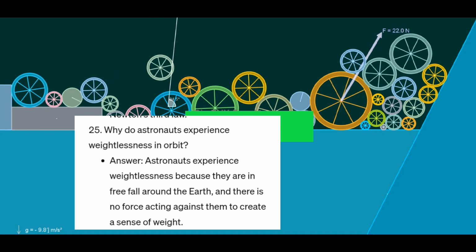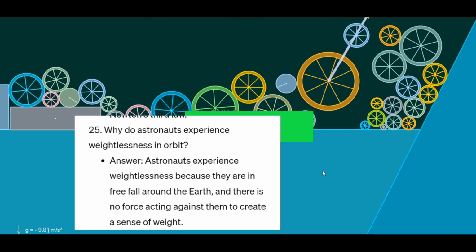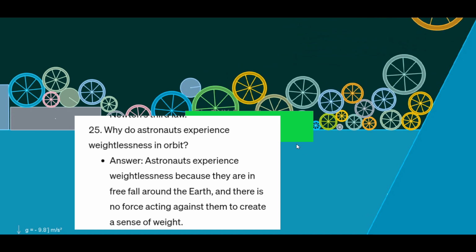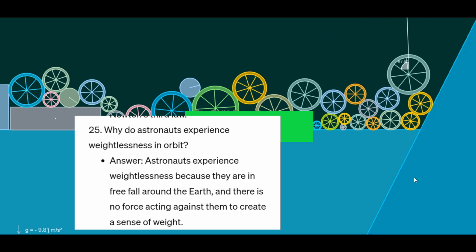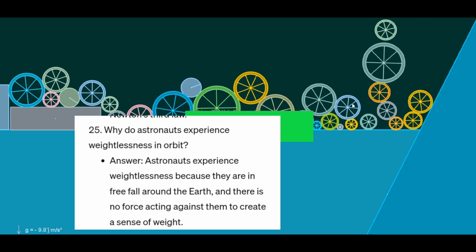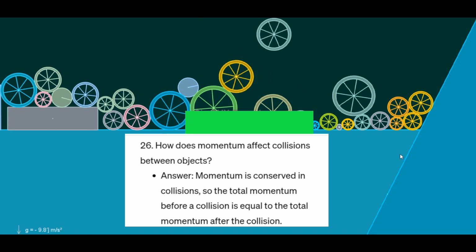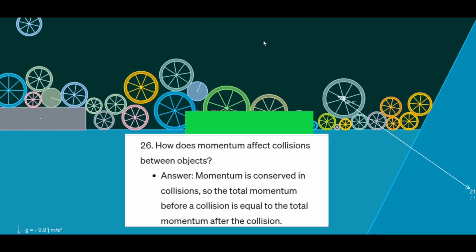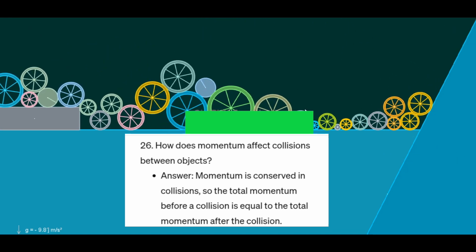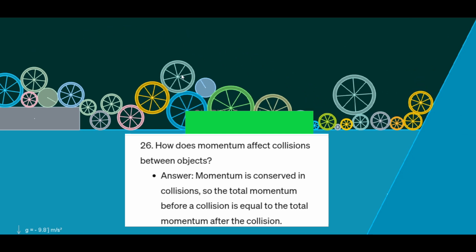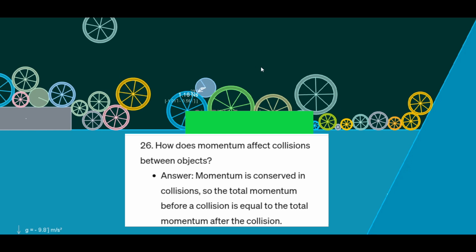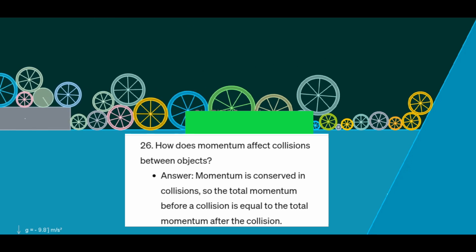Why do astronauts experience weightlessness in orbit? Answer: astronauts experience weightlessness because they are in free fall around the Earth, and there is no force acting against them to create a sense of weight. How does momentum affect collisions between objects? Answer: momentum is conserved in collisions, so the total momentum before a collision is equal to the total momentum after the collision.